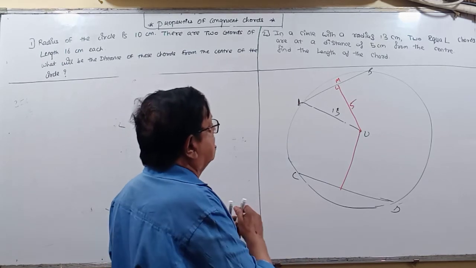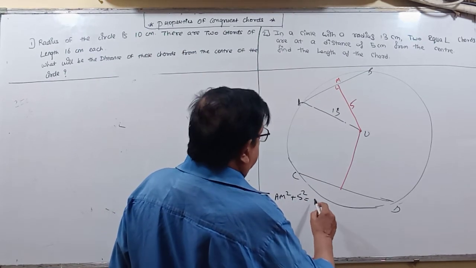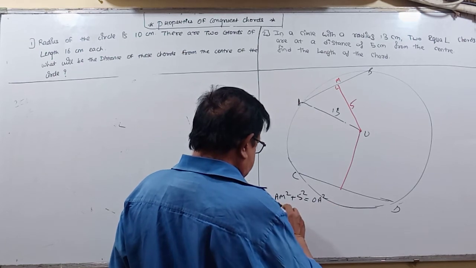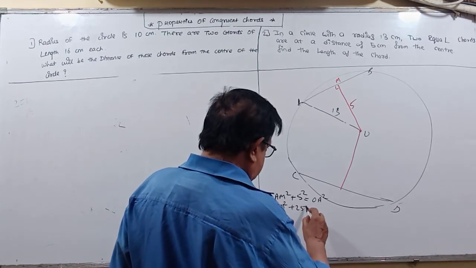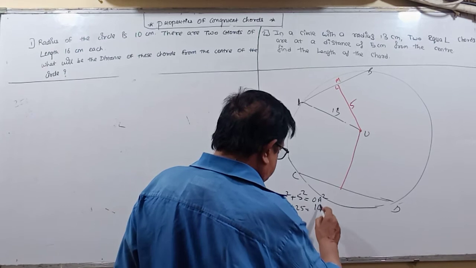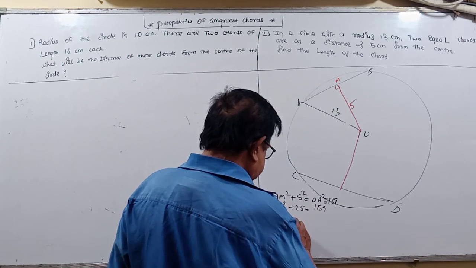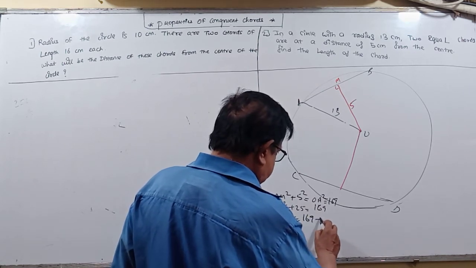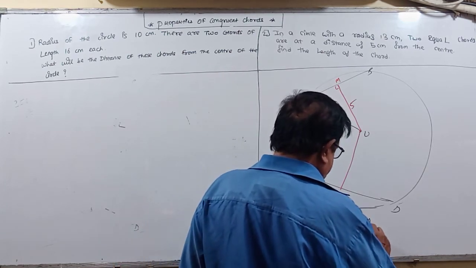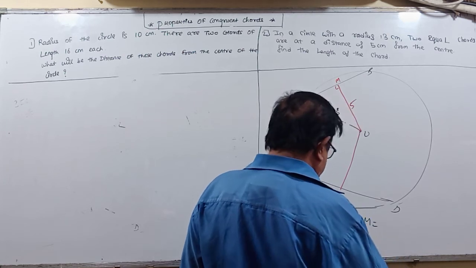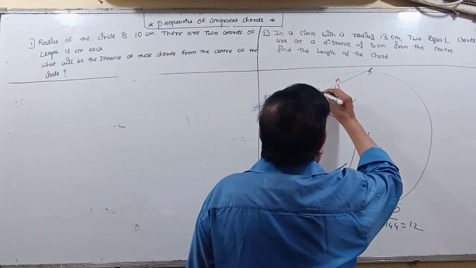AM is equal to... AM square plus 5 square equal to OA square. So AM square plus 25 equal to 13 square, which is 169. So AM square is equal to 169 minus 25 equal to 144. So AM equal to square root of 144. Root of 144 everyone knows, equal to 12. We got AM as 12.